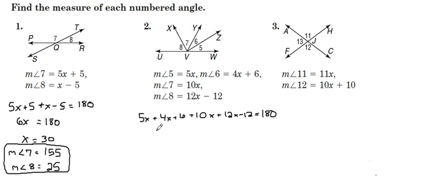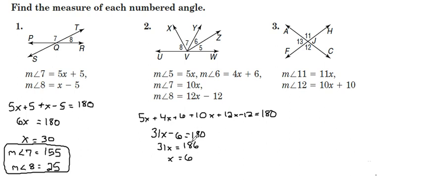Alright, we'll go through and solve this. Like terms, 5x, 4x, 10x, and 12x add up to 31x. We also have a 6 and a negative 12, make it negative 6. And we're still equal to 180. And then I want to add 6 to both sides. 186, and then we'll divide each side by 31. 31 goes into 186 6 times.